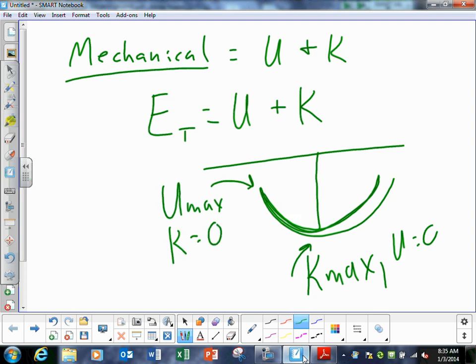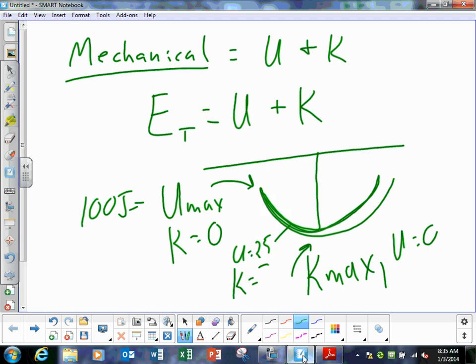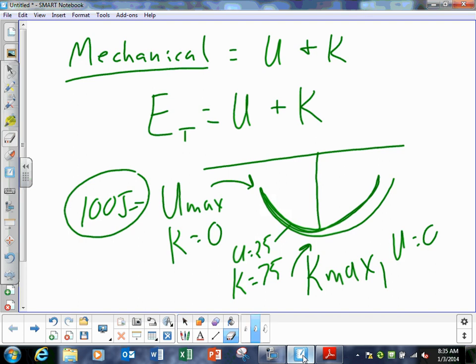And whatever that energy is, let's just give it a number, 100 joules. Let's say here I have 25 joules of potential. How many do I have of kinetic? 75, right? Because 100 joules is my total energy. Any questions about these numbers? Okay, this is stuff you went over 3 years ago in physical science. Now there is a problem here though.